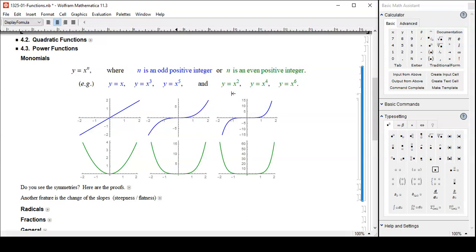For even powers, on the other hand, we get all these only above the x-axis, so the range is 0 to positive infinity. Second power, fourth power, sixth power, and so on. As the power increases, the flatter it gets around the origin, but as a compensation, they shoot up more rapidly away from 0.